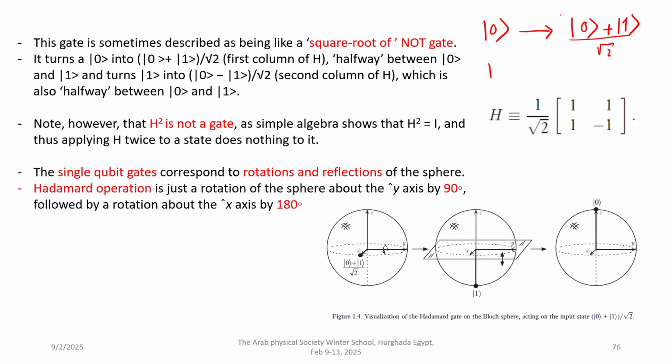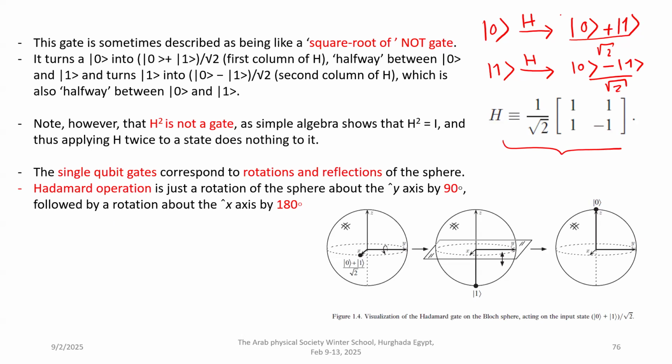Then we can also look at what happens to 1. If you feed the Hadamard with 0, that's what you get. If you give it 1, what you are going to get is 0 minus 1, over square root of 2. So this is the Hadamard gate. It makes a linear combination. You are feeding it with a 0, but you end up with this or that. Good.